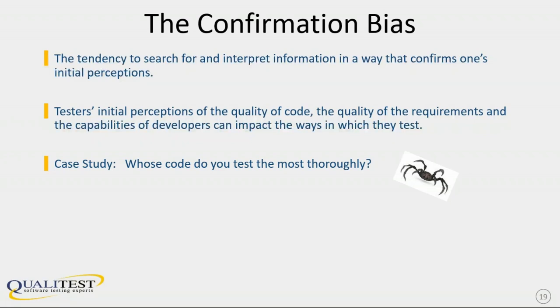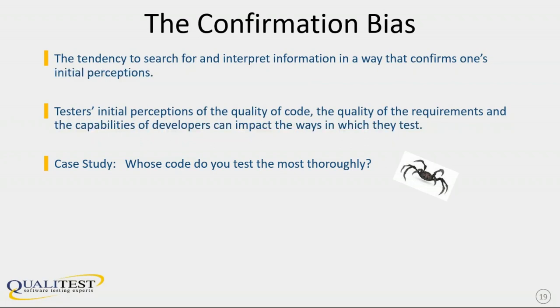Years ago, I used to work with a team of developers, and there was one that I always knew would have a lot of bugs. So anything this particular developer wrote, we'd test it and test it and test it. But what we were doing was missing bugs from developers that usually wrote really good code, just because we were trying to confirm our perception of this one developer.